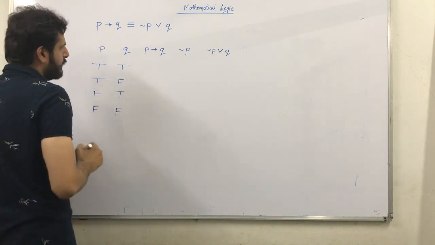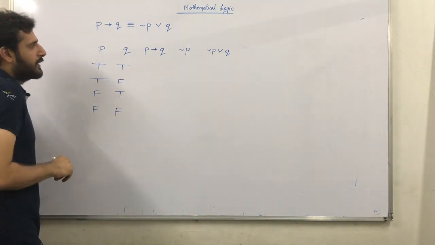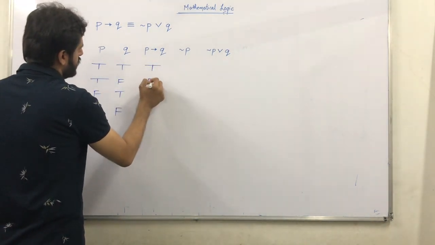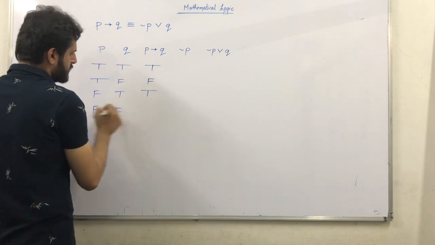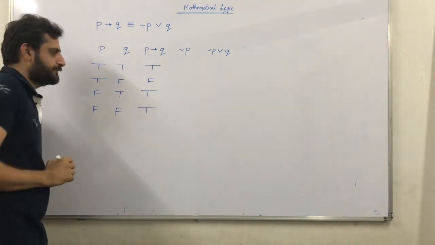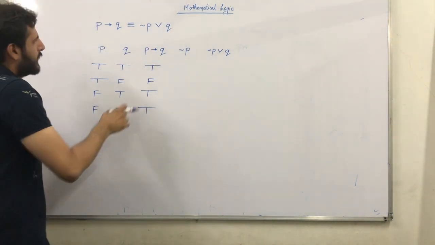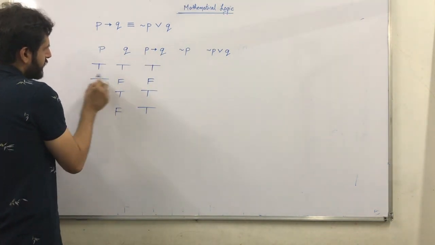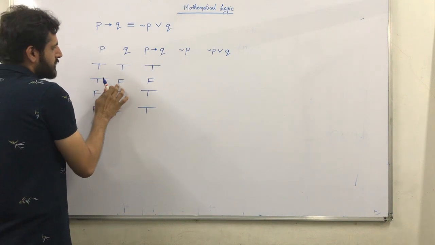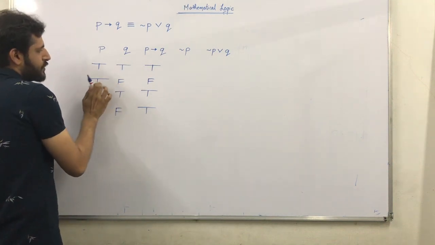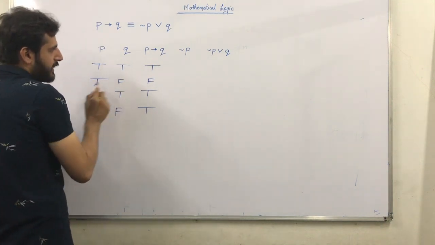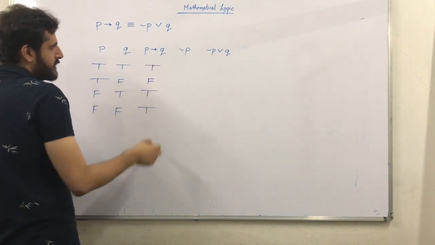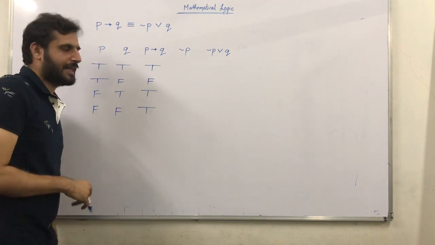So let us see how it works for these combinations here. True implies true is true. True implies false is false. False implies true is true. False implies false is true. So implication is false if and only if there is this case where true implies false, where the first is true and the second is false. Only in that case we get implication as false. In all the other cases it is true, as you know we have done in the previous lectures.